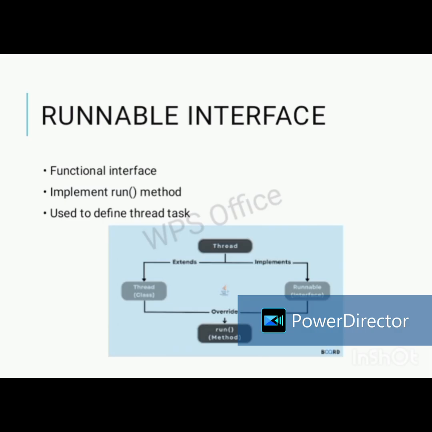To create and start a thread using Runnable, follow these steps. First one, create a class that implements Runnable. Second one, override the run method with the task you want the thread to perform. Third one, create a Thread object and pass the Runnable object as an argument to the Thread constructor. Fourth one, call the start method on the Thread object to begin execution.